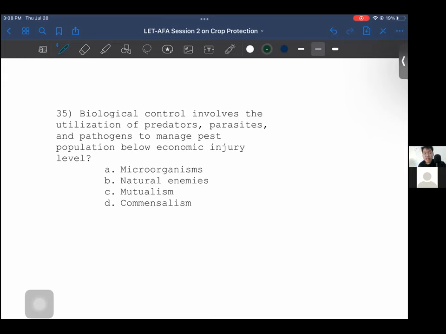So, the answer here is B, which is natural enemies. Microorganisms is a very broad term, and it is not a form of biological control. Letter C and letter D are both ecological relationships that are naturally existing, like mutualism. Mutualism is when both of you benefit. Commensalism, as I have mentioned a while back, is living in another organism without harming the host organism.